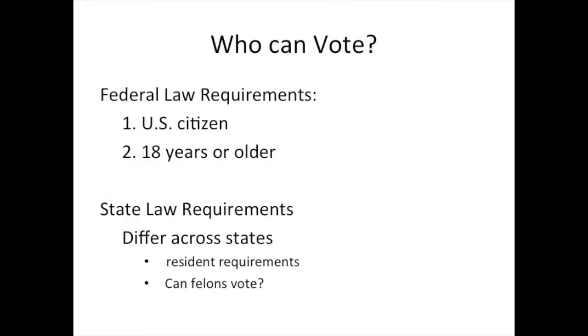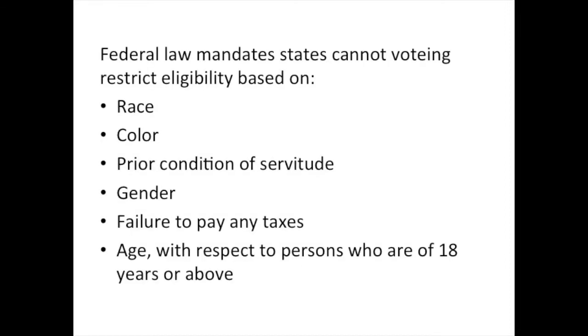Now, who's entitled to vote for these elections? Hopefully, you know. You have to register to vote, of course. But federal law mandates that voters must be 18 years or older, and a U.S. citizen. States have rather a lot of authority to determine who is eligible to vote. But under certain conditions, federal law mandates that states cannot restrict eligibility based on race, color, prior condition of servitude, gender, failure to pay any taxes, and age with respect to persons who are 18 years or above.